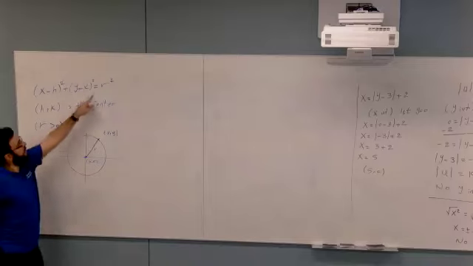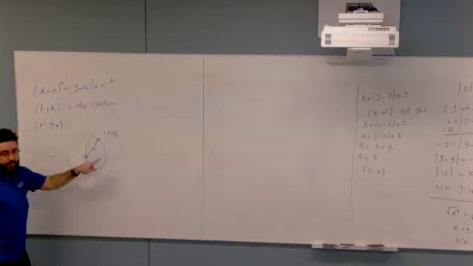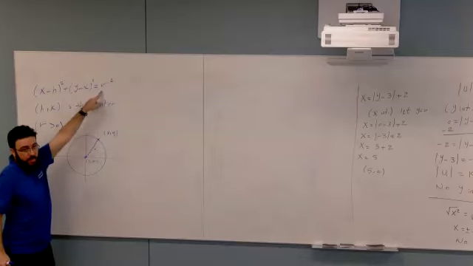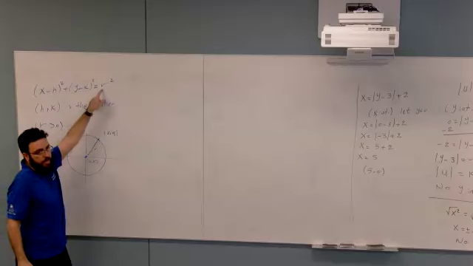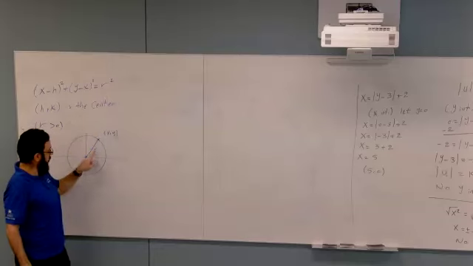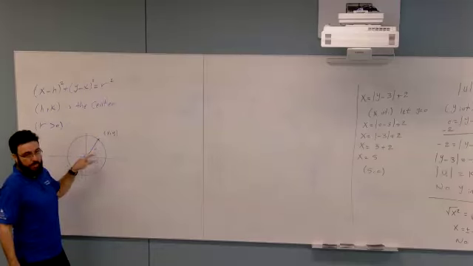And be careful, the number in the equation is the squared radius. You have to square the radius. The number here, let's say 9, so the radius is going to be 3. If the radius is 3, squared it is going to be 9. Okay?